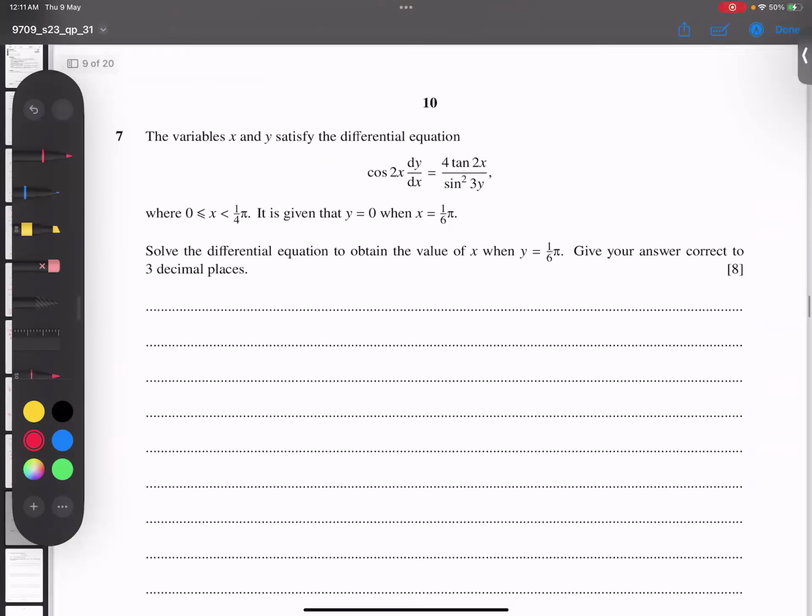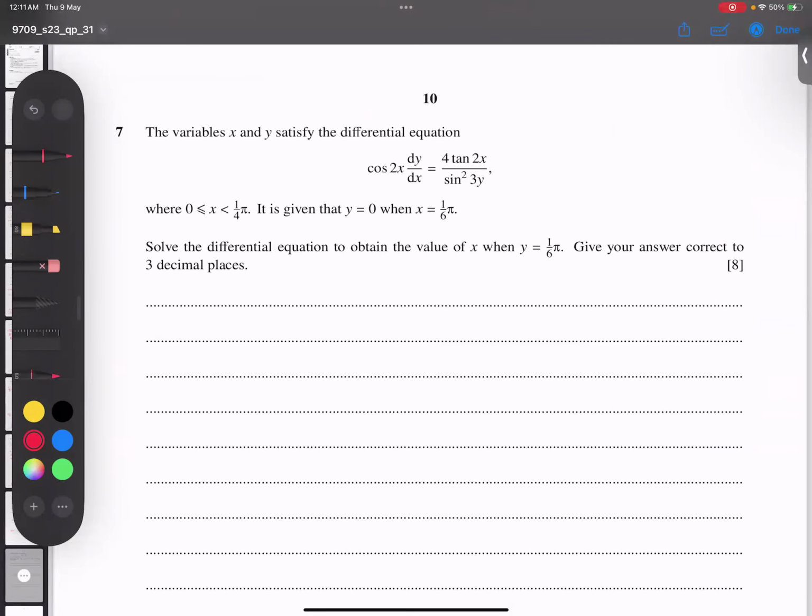Question number 7 we have, students. A differential equation is given here, and we have been given this equation. What is the target? We are given the initial condition and must obtain the value of x when this x is given, to 3 decimal places. So our target is, students, what? X as the subject.